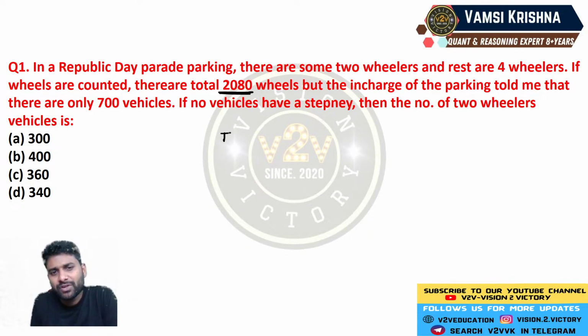First, we should understand the data. The total number of vehicles is exactly given as 700, so that is point number 1. Another data point: if we count the total number of tires, the total is exactly given as 2080. So that is the data.